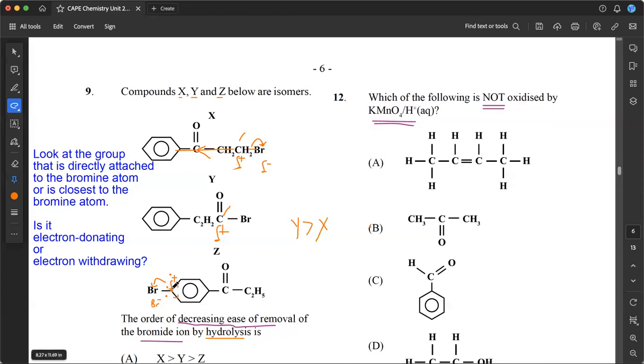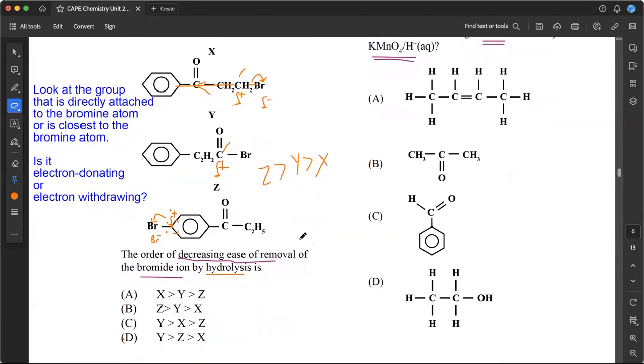And the electrons are gonna be pulled away from it, from the ring, by the ring, okay? So this one will be easiest, which is Z. So Z is gonna be easiest, which is greater than Y, and Y is gonna be easier than X, okay? So that's our answer here.